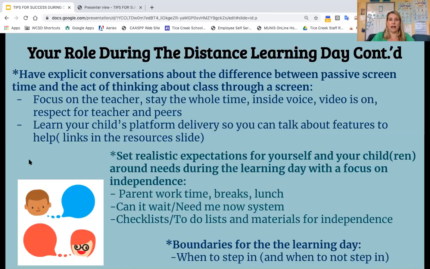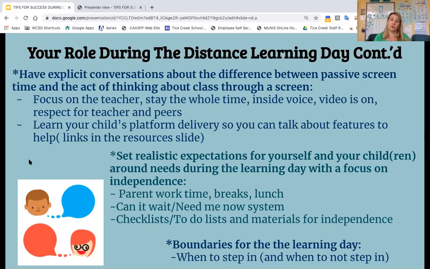Going back to that can it wait, need me now system, what are you going to do to set up that conversation with your child of what consists of need me now? What does that look like? Bleeding, that's probably a need me now. Glass all over the floor, probably a need me now. I need a pencil, probably not a need me now. And so having those conversations, I know we take those things for granted and we get annoyed and bothered. I know as a parent, I do, but we need to actually teach that to our children.